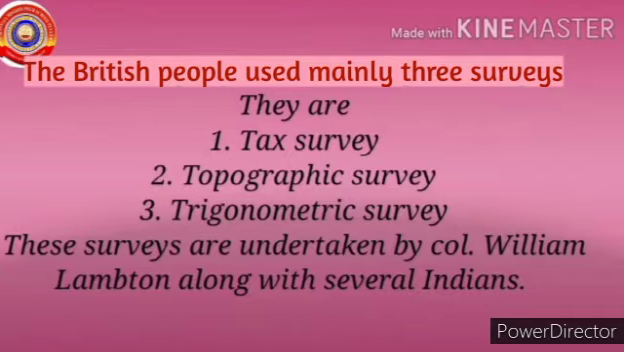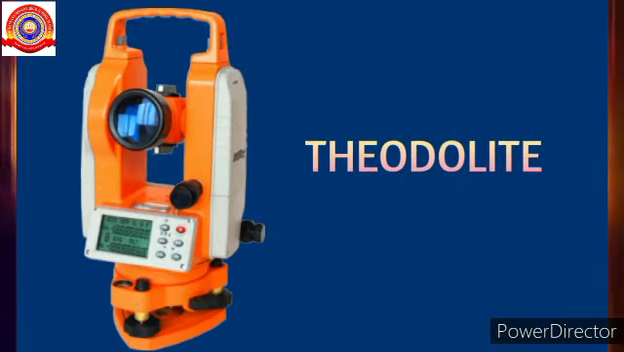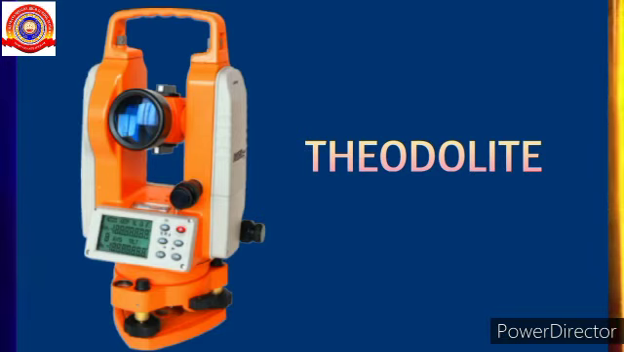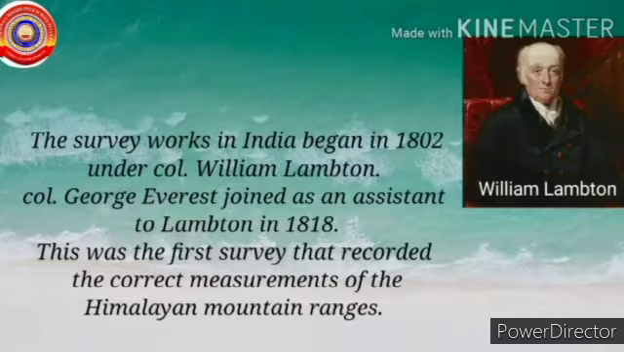These surveys were undertaken by Colonel William Lambton along with several Indians. Theodolite is an instrument used for measuring surveys. The survey works in India began in 1802 under Colonel William Lambton. Colonel George Everest joined as an assistant to Lambton in 1818. This was the first survey that recorded the correct measurements of the Himalayan mountain ranges.